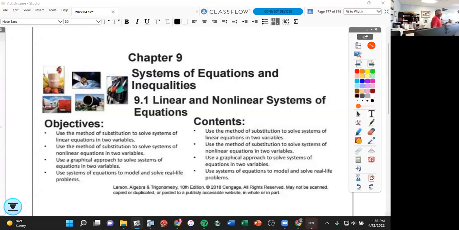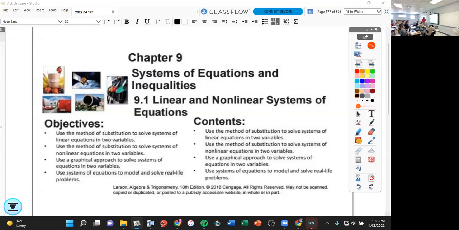9-1, linear and nonlinear systems of equations. What's a system of equations? Just two or more equations. What is a solution to a system? The answer. The point that what? It's just where the equations intersect. That's all it is.